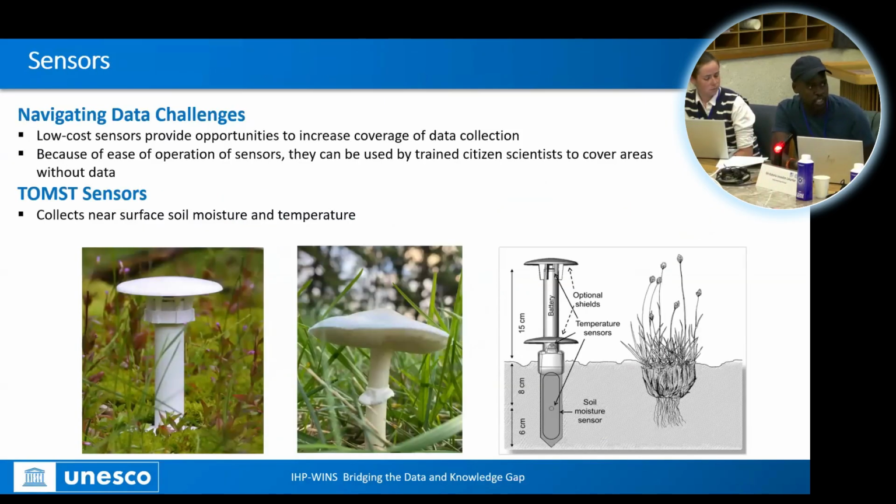So one of the ways we are trying to bridge these data challenges is by using low-cost sensors. The rationale is that they provide opportunities for us to increase coverage of data collection to areas which are traditionally not reached by conventional methods. And because these technologies are quite easy to operate, they can be used by trained citizen scientists to cover areas without data. So one example of the tools we are using is this small soil moisture sensor, which collects soil moisture and temperature near the surface.